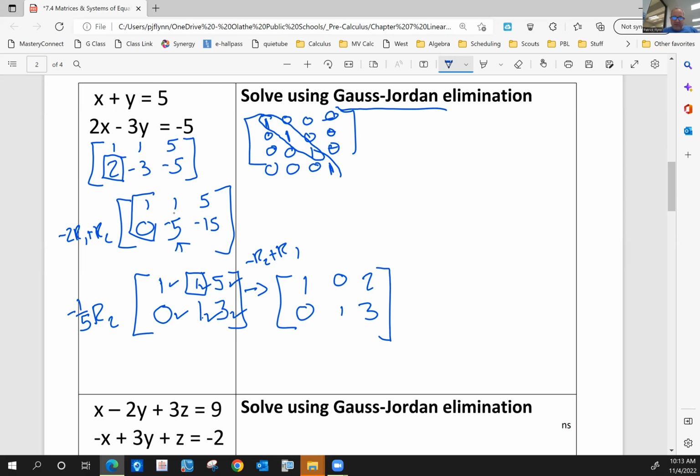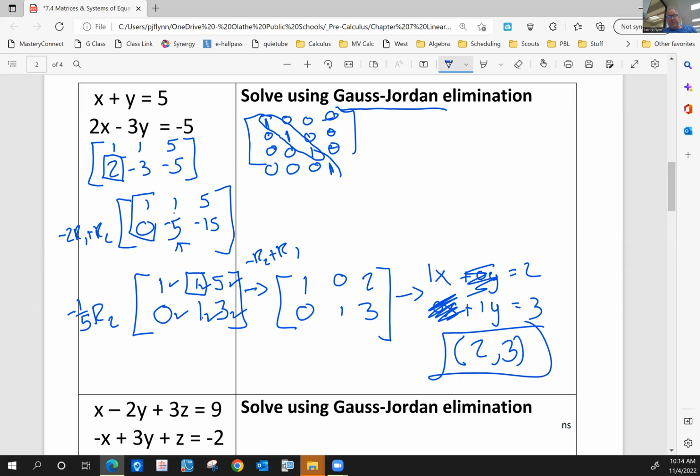So what's nice about this setup is that if I write this out as a set of equations, we get 1x plus 0y is equal to 2. 0x plus 1y is equal to 3. Now 0 times x is just 0. So our answer is 2, 3. It's kind of nice that we do not have to do any back substitution. Now, this method, as Gauss-Jordan, will help us with lots of other things also. But right now, we're just kind of practicing the skill.